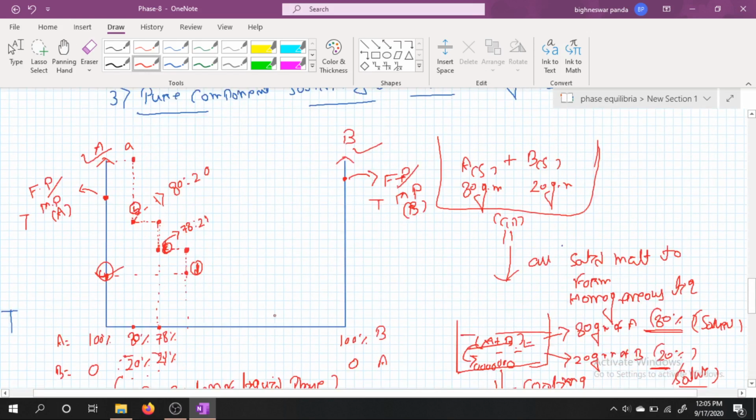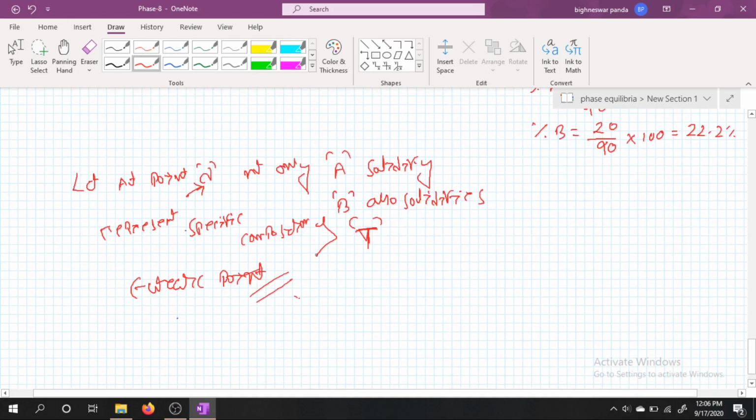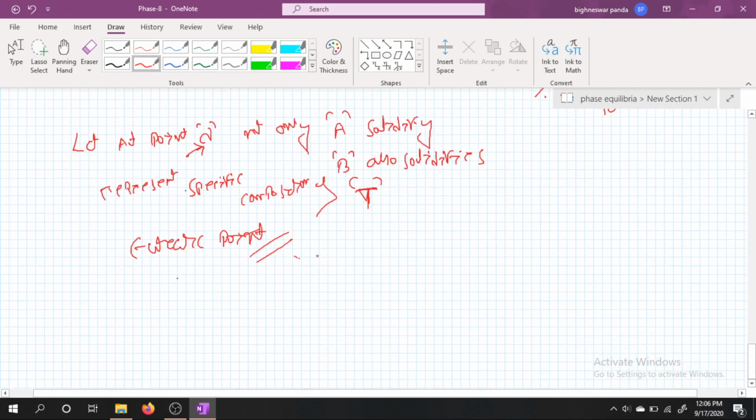And this whole is about what happens if we have a two component system, that is A and B, and we have to separate A from B. So there is a point below which we cannot separate A and B, and this point is called the eutectic point.